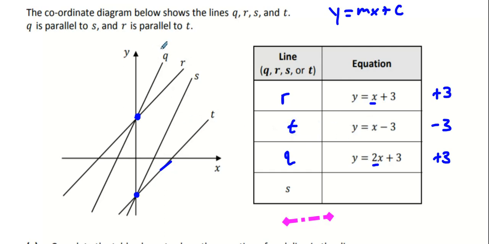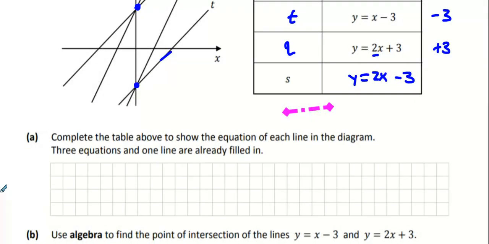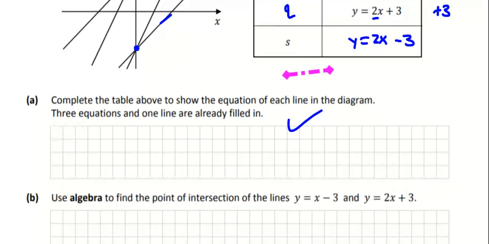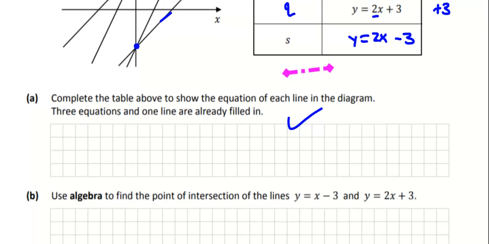Now the other one, however, it says R is parallel to T and Q is parallel to S. That means S has to have a slope of 2x, but it crosses at minus 3, so it must be 2x minus 3. Complete the table above to show the equation of each line in the diagram. 3 equations are already filled in. Done. Use algebra to find the point of intersection between the lines y equals x minus 3 and y equals 2x plus 3.